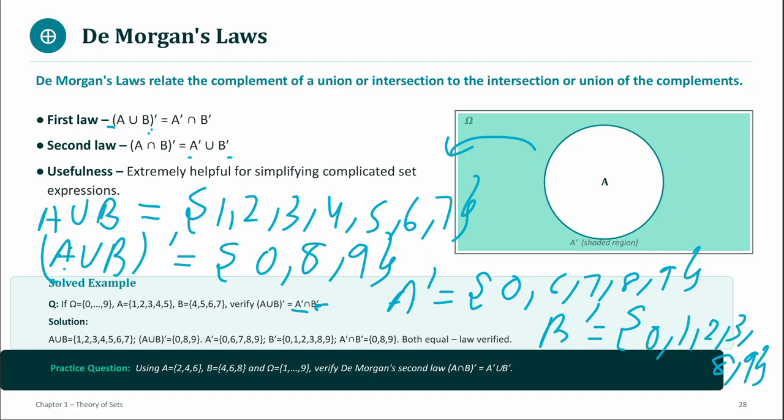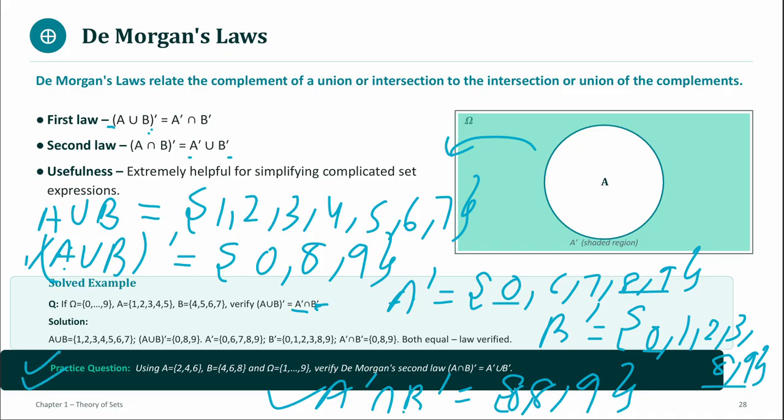Now what is the common element in A' intersection B'? 8 and 9 are common in both, and 0 is also common right here. So {0, 8, 9}. So this and this are equal. LHS is equal to RHS, hence the law is verified. You may do the same with this practice question as well.